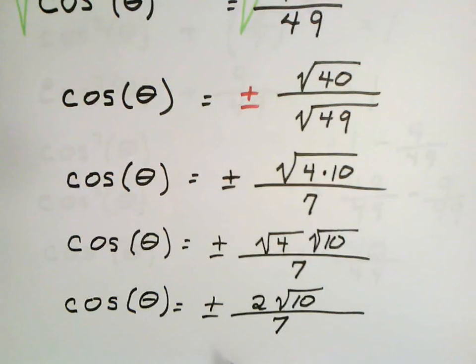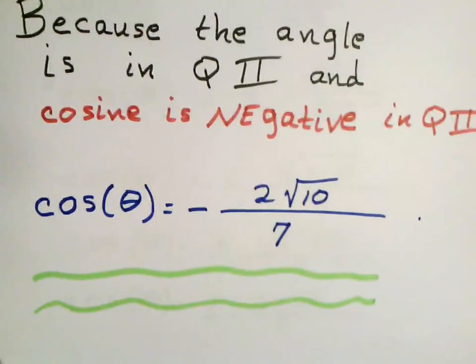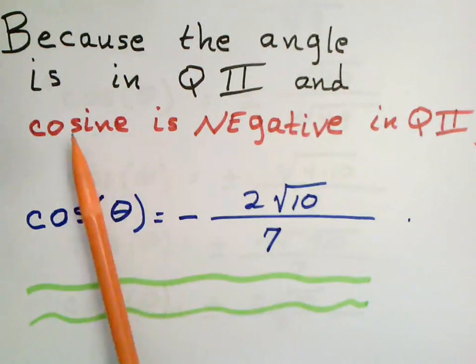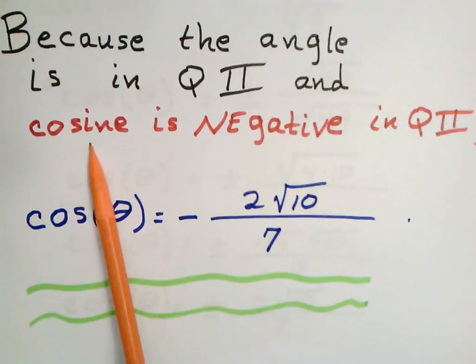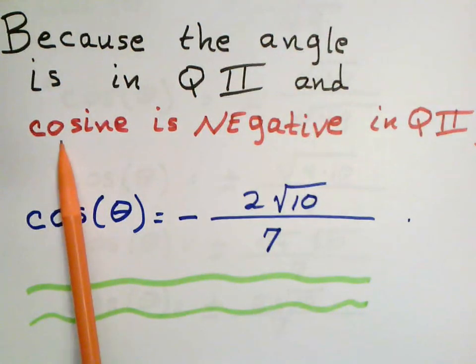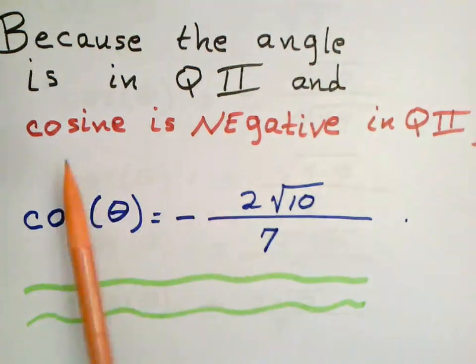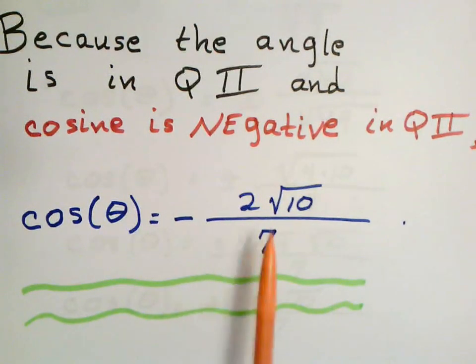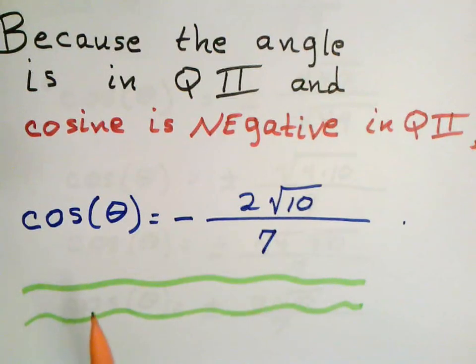But the thing is, is this going to be a positive 2 times the square root of 10 over 7, or is it going to be a negative 2 times the square root of 10 over 7? We have to remember that because we are in quadrant 2, there are only 2 trig functions that are positive, sine and its reciprocal cosecant. But we have a cosine. Remember, all the other 4 trig functions will be negative. So in quadrant 2, cosine is negative. So our cosine of theta will be equal to the negative 2 times the square root of 10 all over 7.